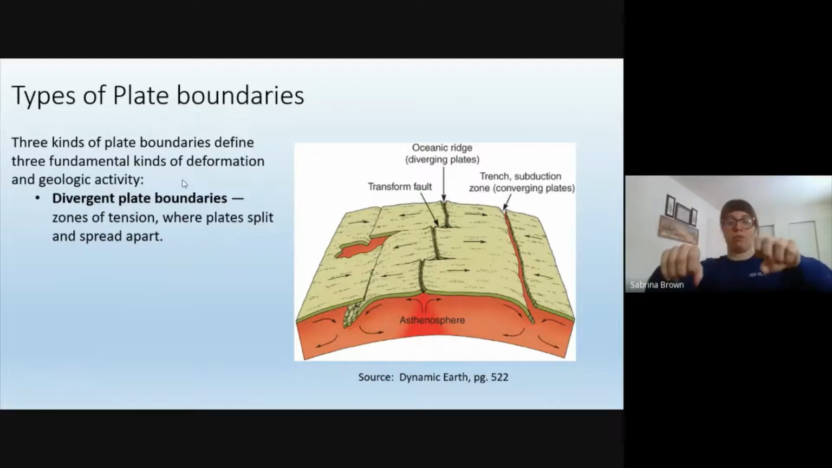So when you have tension, right, like you pull on a rope and you put tension on the rope, that's when you have two forces moving apart. This is where our plates are splitting and moving away from each other.